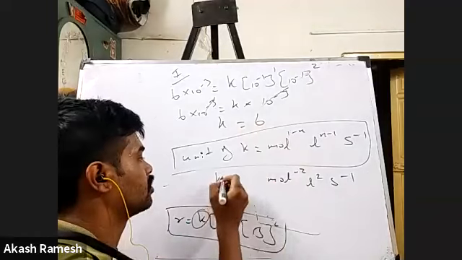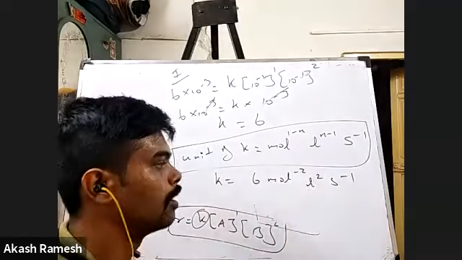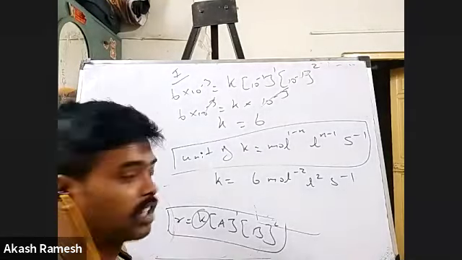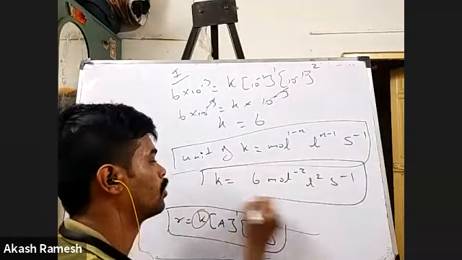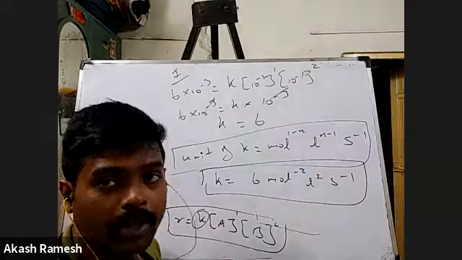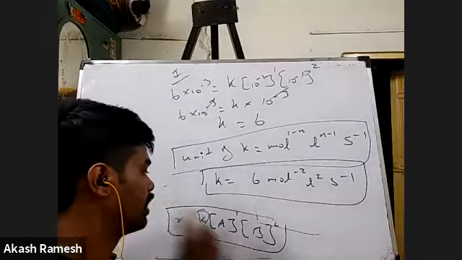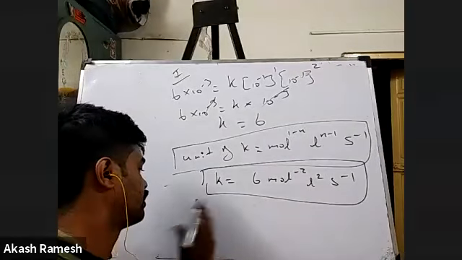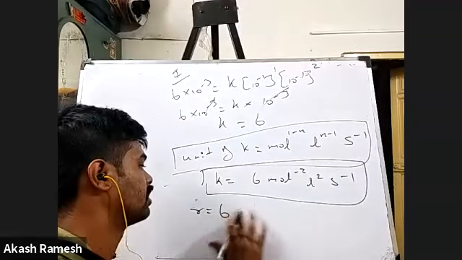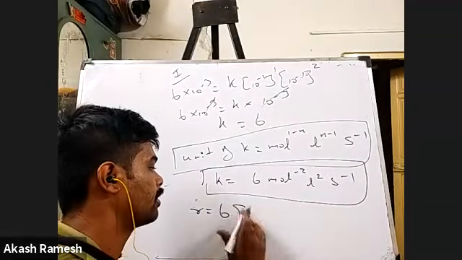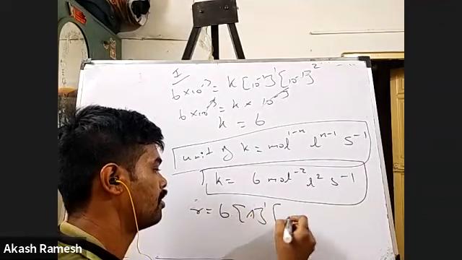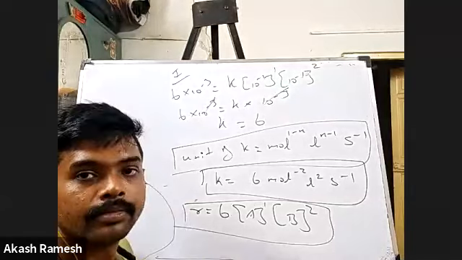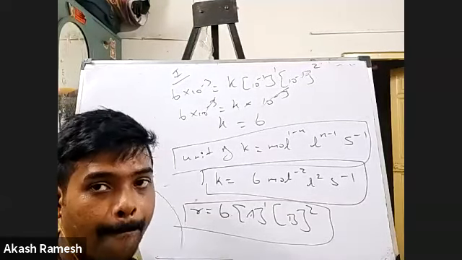So what is the answer? K is equal to 6 per mole squared, liter squared, second power minus 1. This is the answer. This is how you have to write the answer for this question, right? And obviously I'll be able to write the rate law in terms of K. So it's very simple. R is equal to 6, that is the K value, into A power 1 into B power 2. This is how you write the rate law.